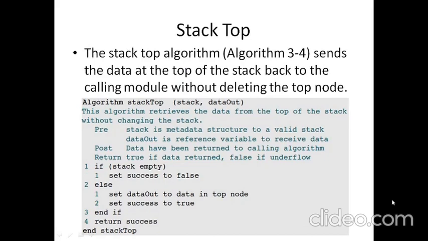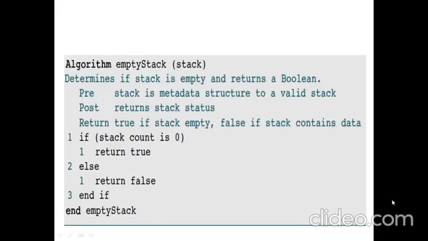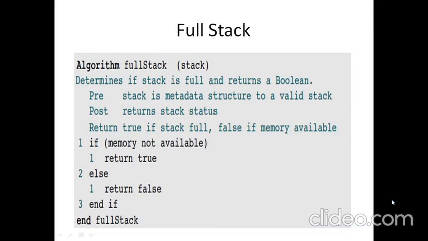This function is if you want to know what is the current value at the top. It is just about returning the top element. So you just have to write a statement like return stack of top. To determine whether the stack is empty or not, we just have to test the stack count. If stack count is 0, then return true, else return false. Full stack, as I told, is not necessary to implement in a linked list. If at all there is a memory shortage, then only it's applicable.